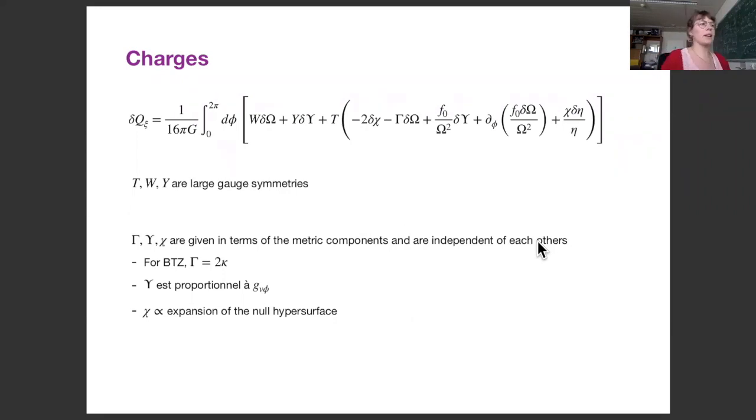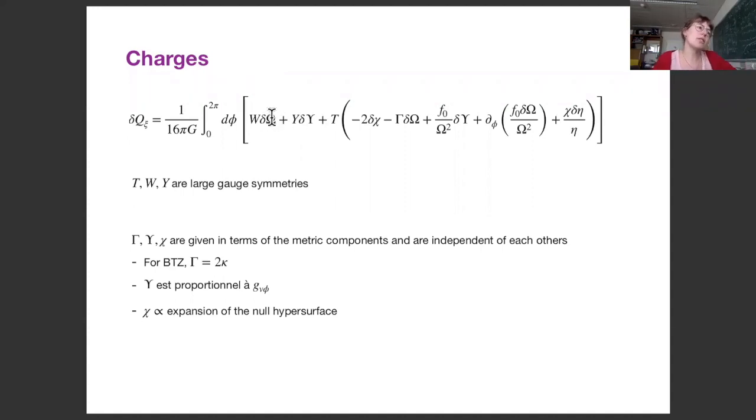So let's see what we have in that equation. W, Y, and T were the symmetries, and you can see that all of them have a charge attached to them. They all appear in the charge. It means that they are all large. That's the first point.